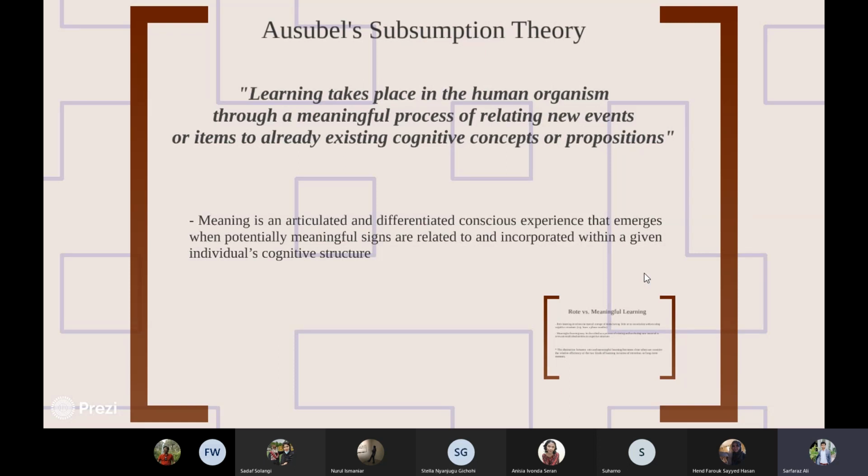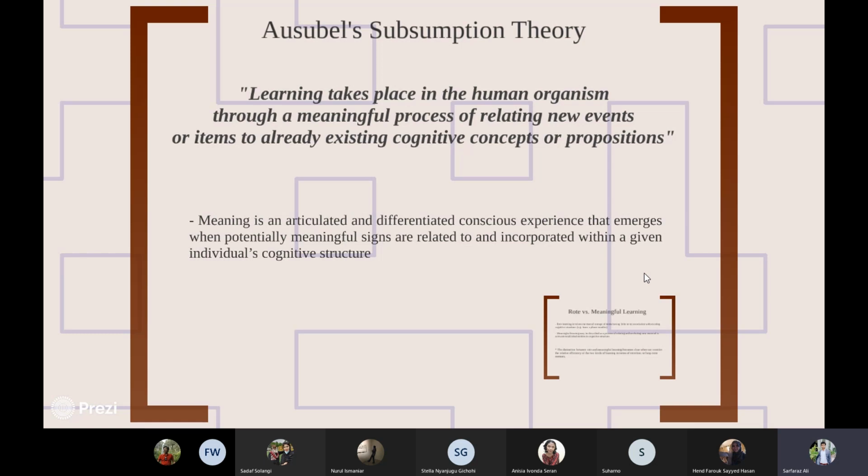Actually, Ausubel wanted to give a sense that in types of learning, one type is where we relate our previous information to the new information. In the second type, when we are not relating, we do not learn very well. So meaning is the articulated and differentiated conscious experience that emerges when potentially meaningful signs are related to and incorporated within a given individual's cognitive structure.